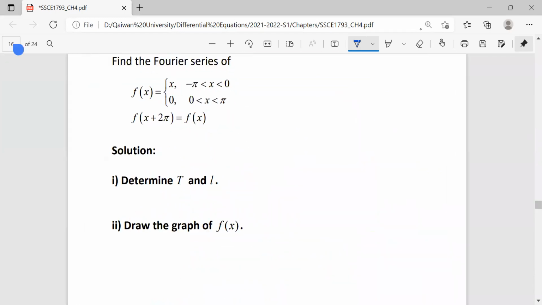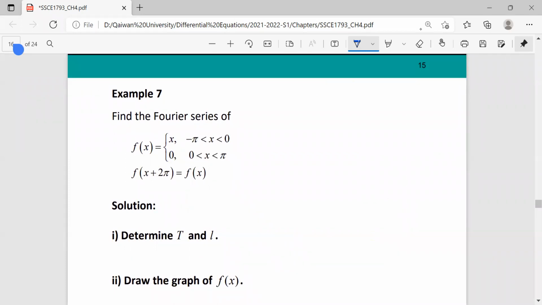We now have another example. It says find the Fourier series of this function, where f of x plus 2 pi equals f of x. In the first step, we are going to find the period and the upper bound of the interval, I mean L. T is 2 pi, so capital T is 2 pi. It's given there. And L is pi, since it's from negative pi to pi, that means it's from negative L to L.